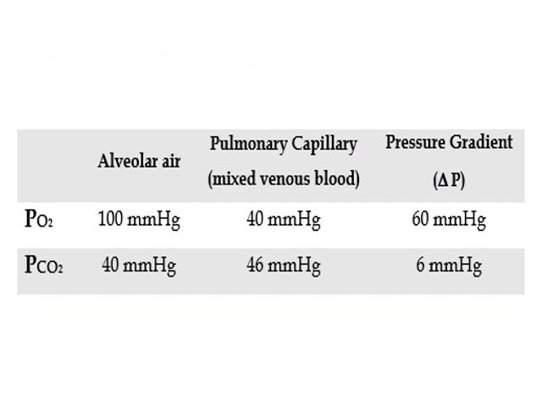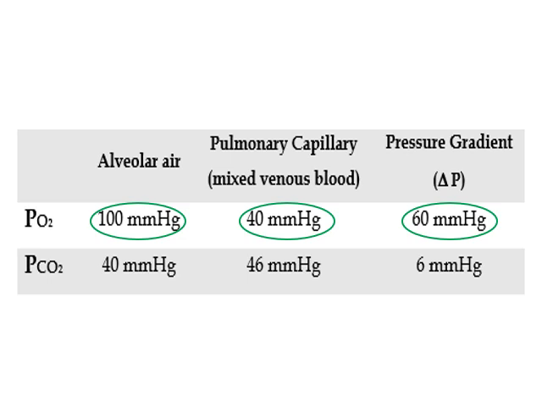So, looking at this table that shows the different partial pressure of oxygen and carbon dioxide in the pulmonary capillaries and alveoli, we'll find that the partial pressure of the oxygen in the alveolar air is 100 millimeter mercury, while the partial pressure of oxygen in the pulmonary capillary, the mixed venous blood, is 40 millimeter mercury. So the pressure gradient is 60 millimeter mercury, which is a driving force that moves the oxygen from the alveolar air from the high partial pressure to the low partial pressure in the pulmonary capillary.